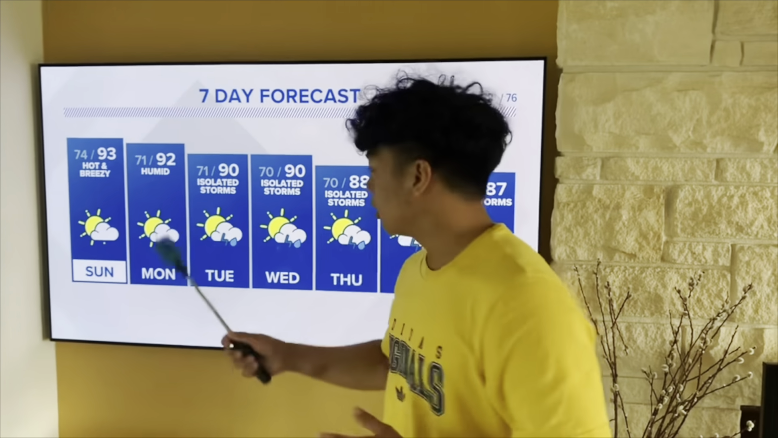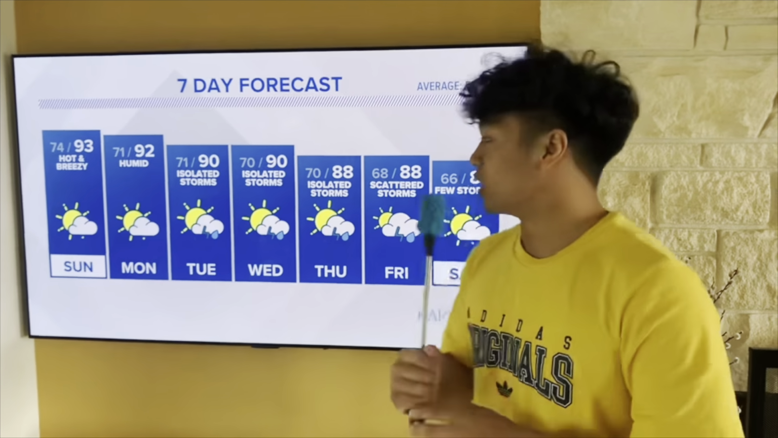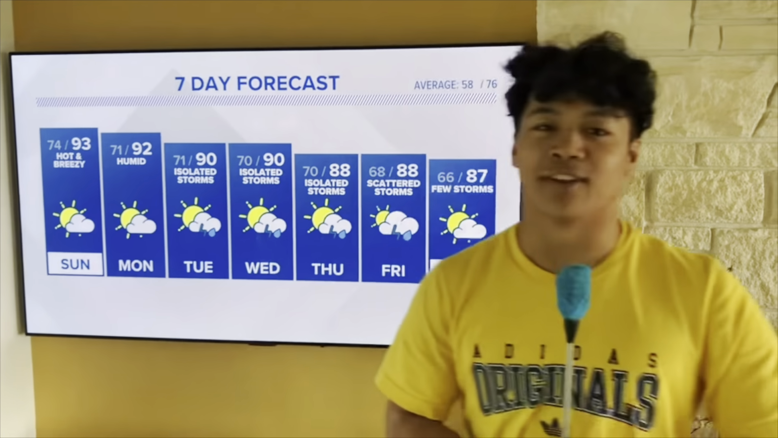Now tomorrow on Monday, yeah, I know it's Monday, but today, Monday, it's hot. With a high of 92 and a low of 71, it's gonna be humid. I know we're in Portland, Oregon, but it's gonna feel like Hawaii. With a chance of sunshine at 94%, yes, 94%.